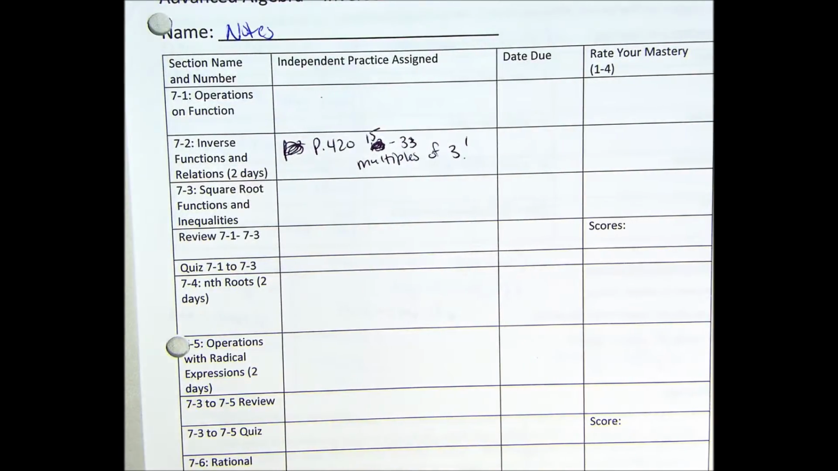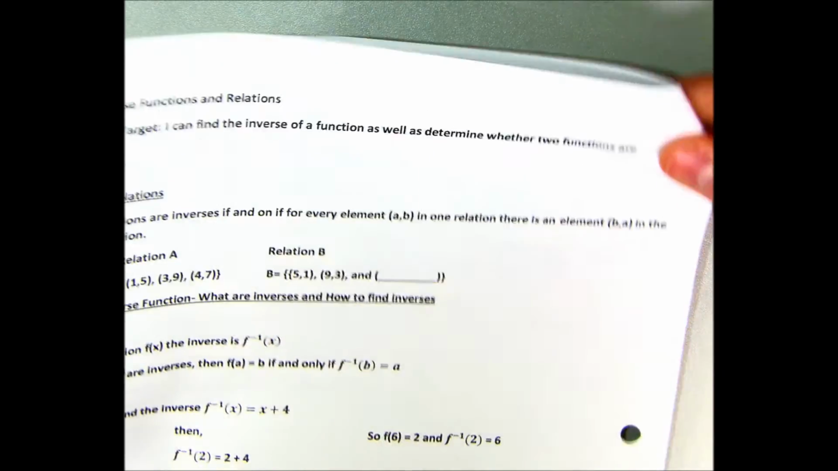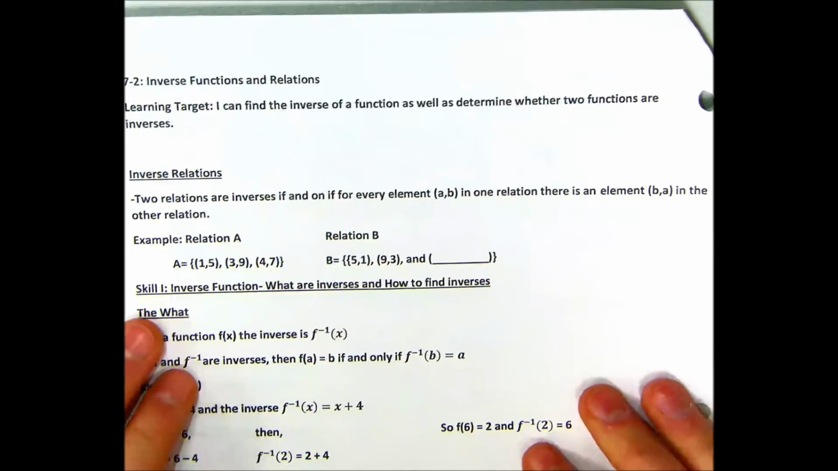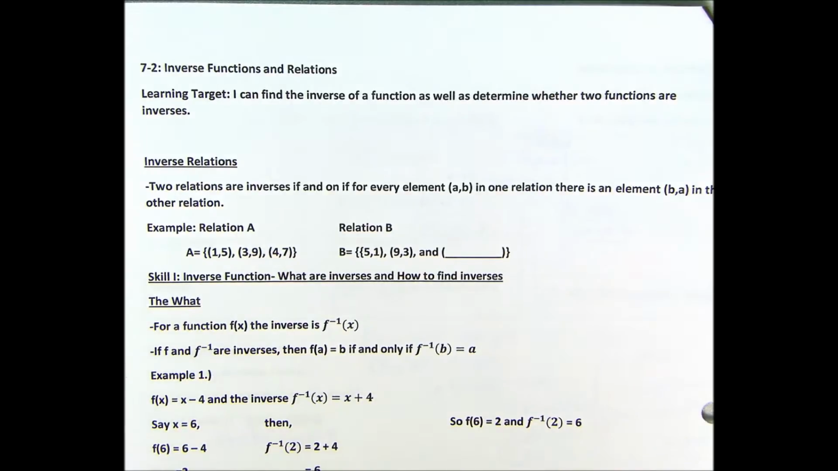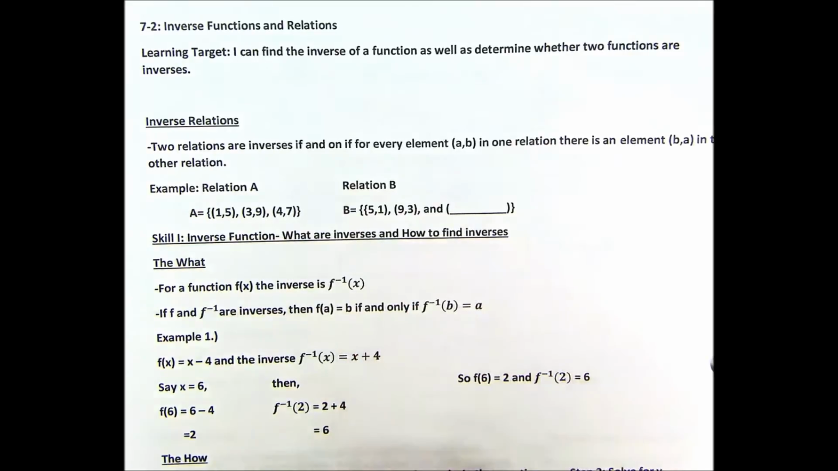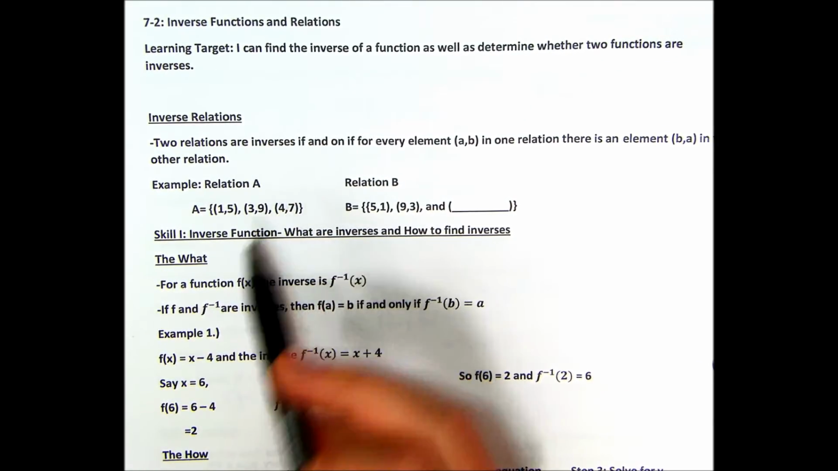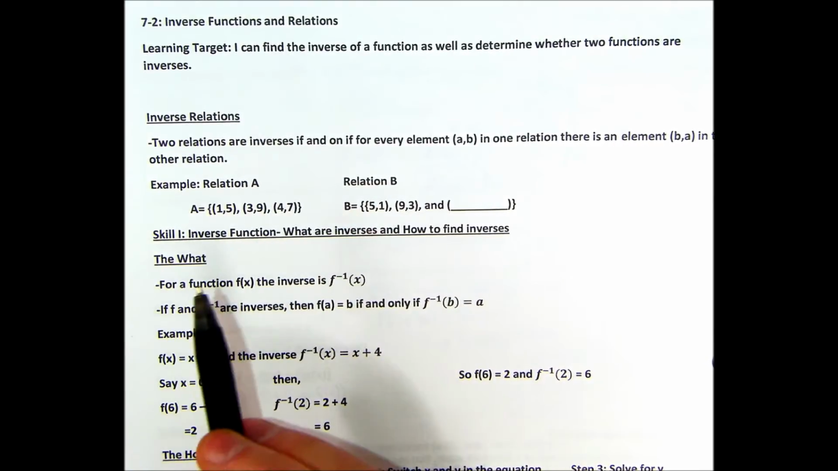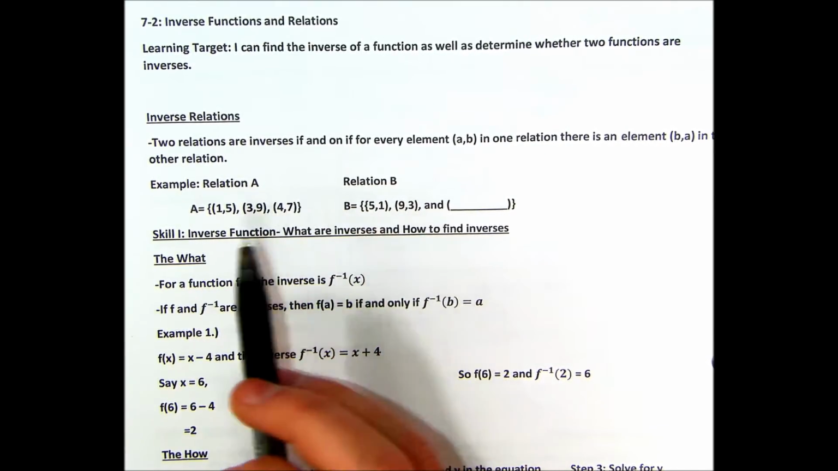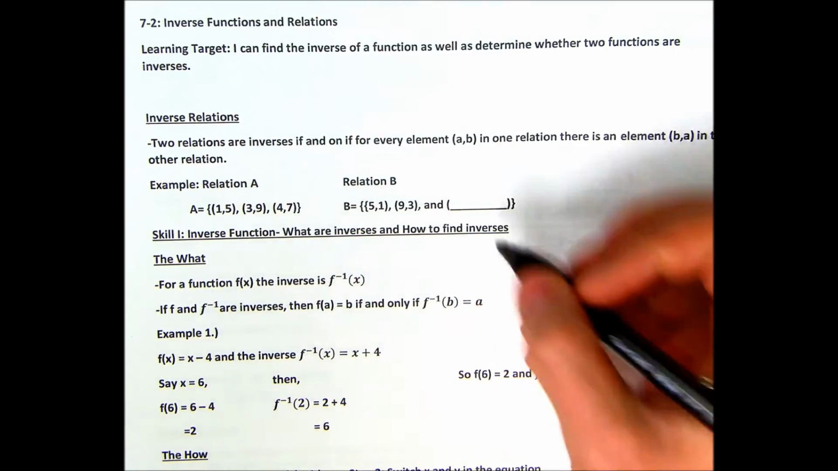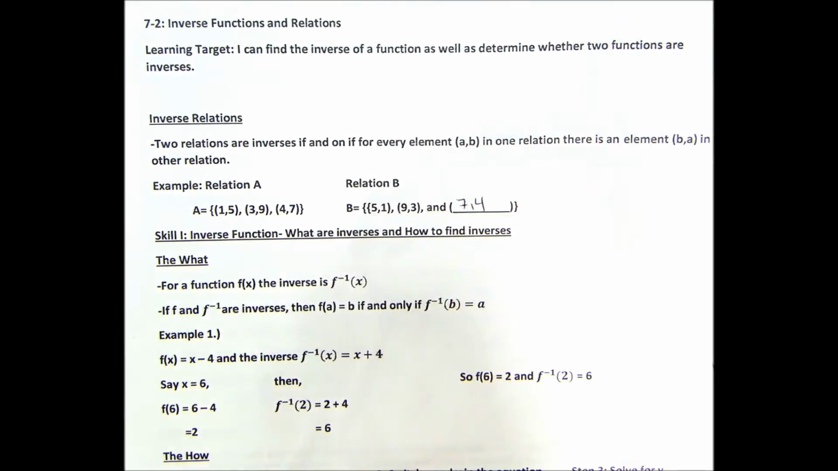So 7-2 goes off a lot of what we did yesterday. I learned that I can find the inverse of a function as well as determine if two functions are inverses. First, for inverse relations, I give you an example of a relation A. Basically it's just three ordered pairs. Relation B, if they're inverses of each other, is just flipped. So instead of 1, 5, it's 5, 1, 9, 3, and then 7, 4.